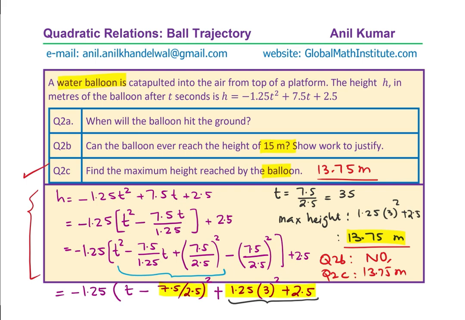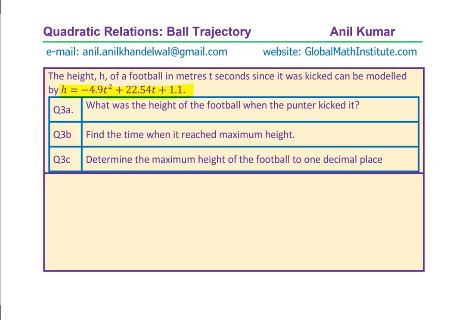So I hope all the steps are absolutely clear. Let's move on and take the next question. Question number 3. In this case, the height h of the football in meters, t seconds since it was kicked, can be modeled by h equals minus 4.9 t squared plus 22.54 t plus 1.1. What was the height of the football when Punted kicked it?